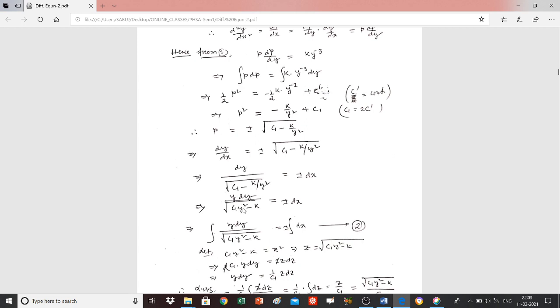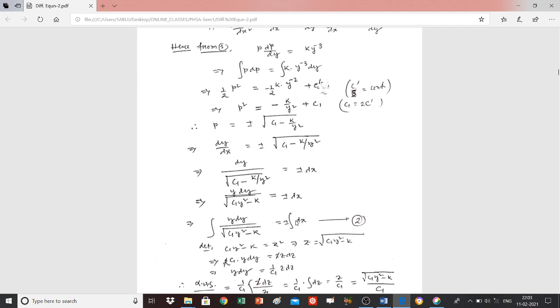Now you can simplify this. So c1 - k/y² can be written as (c1 y² - k)/y², and the y² outside the root goes to the numerator. So this is y dy/√(c1 y² - k) = ±dx.